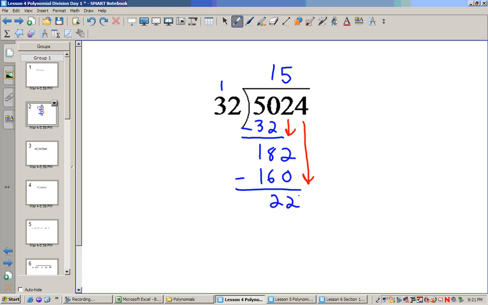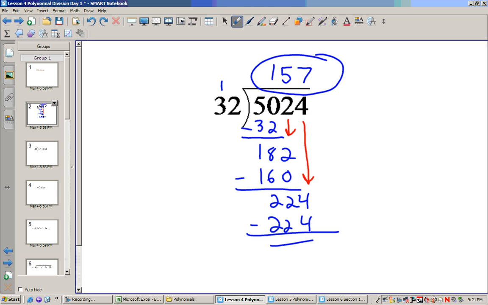So this is 224. How many times is 32 going into 224? Well, 3 goes into 22 7 times. 7 times 2 is 14. 7 times 3 is 21. And that's 224. 224 minus 224 cancels out. So we have 157.